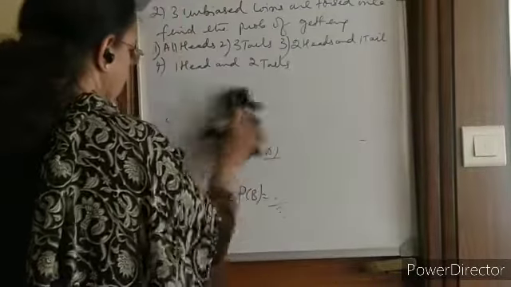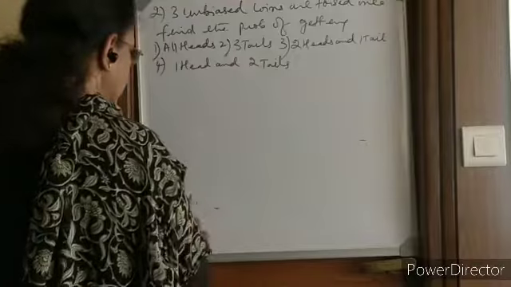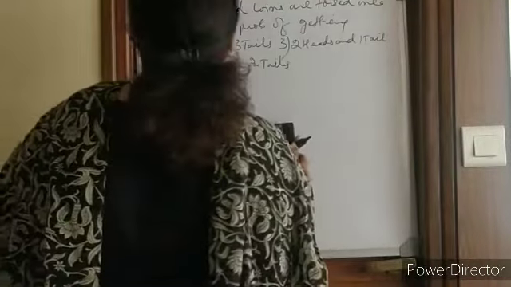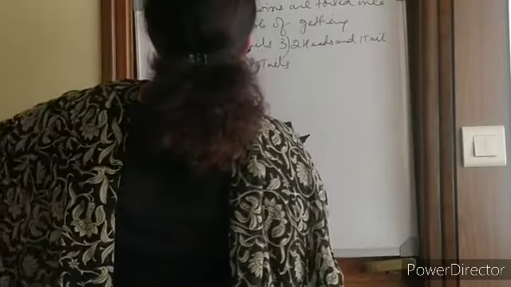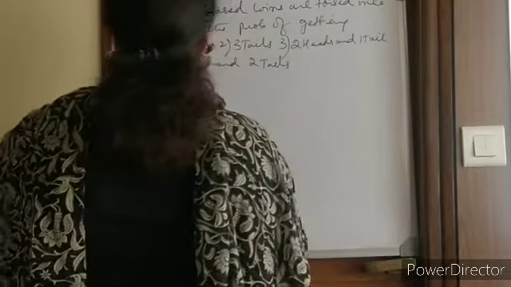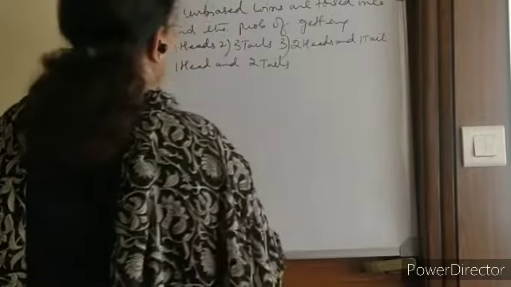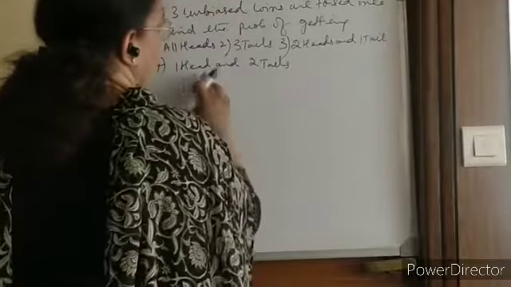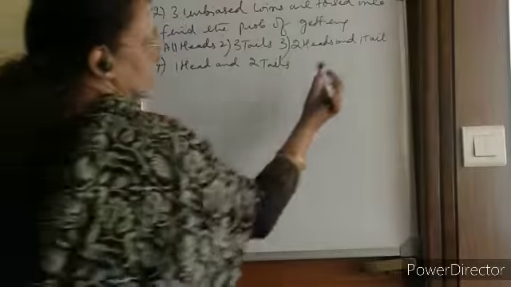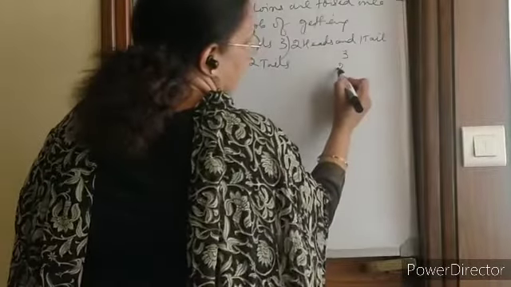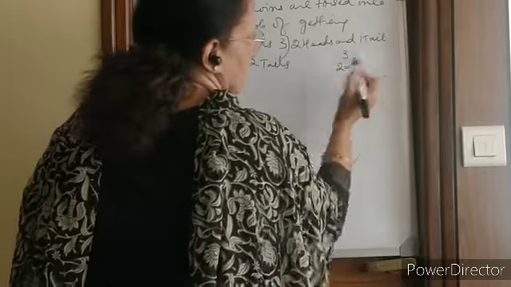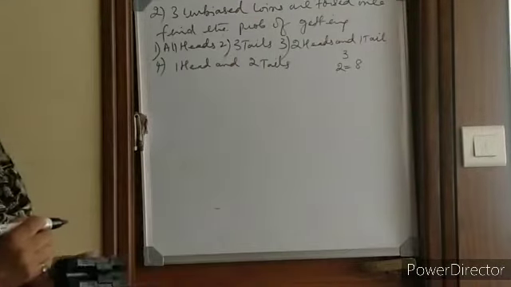Now I'll just read out the question, you see. Three unbiased coins are tossed once. Find the probability of getting all heads, 3 tails, 2 heads and 1 tail, 1 head and 2 tails. So here 3 coins are tossed. How many times? Once. So each of the coin has 2 sides. So the total number of exhaustive cases will become now 8.